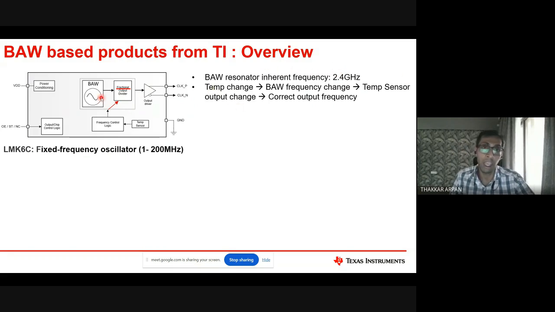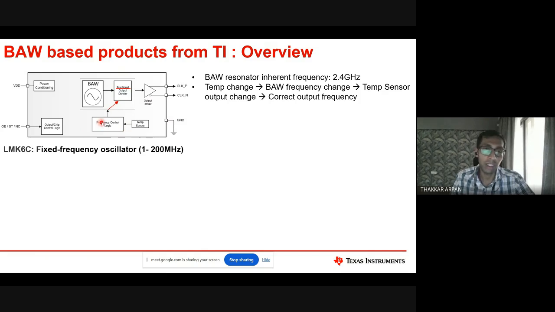So if temperature is going to change, BAW frequency will change. Whatever those guys are doing in OCXO or TCXO, we try to do the same thing inside the chip, because now a temperature sensor is also available inside the chip, right? If board temperature is changing, IC temperature will also change. That's why the BAW is changing. So we have a temperature sensor reading, and based on that reading, we have a frequency control logic, right?